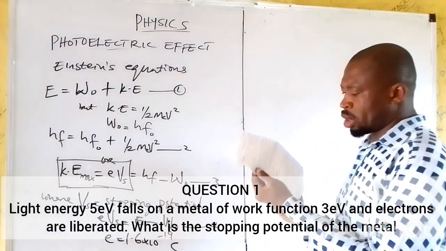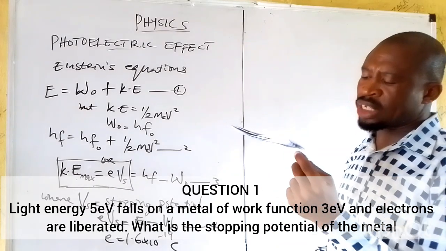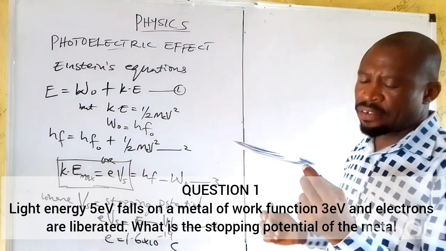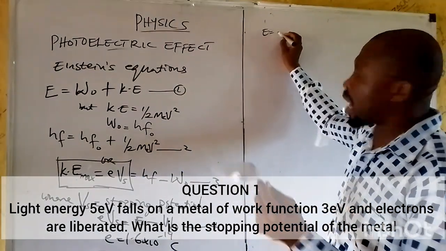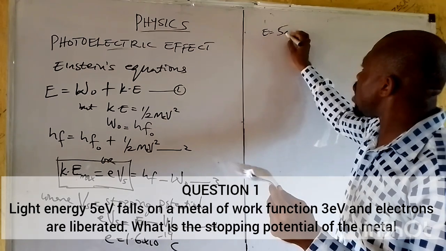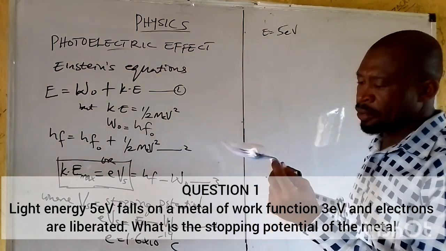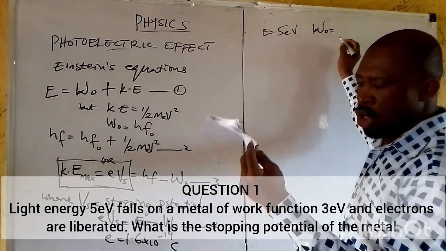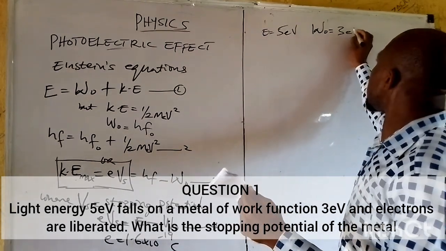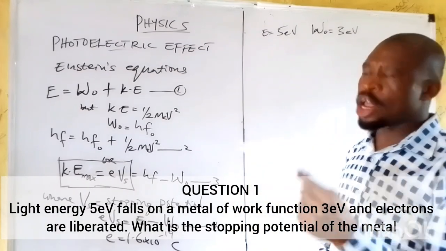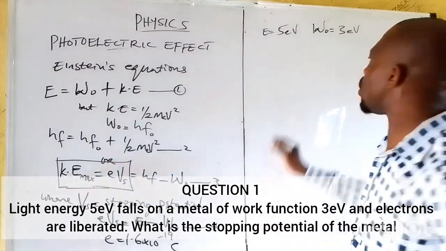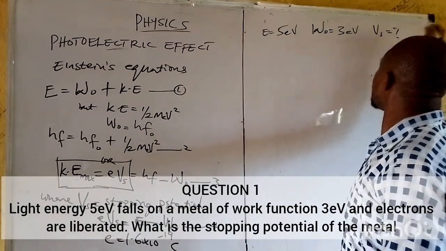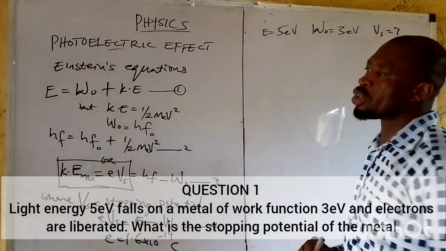3 electron volts, and electrons are liberated. What is the stopping potential? So we have the light energy. The energy of that light is given as 5 electron volts. It falls on a metal of work function W naught, which is 3 electron volts. They ask, what is the stopping potential of the emitted radiation? The stopping potential is not given.